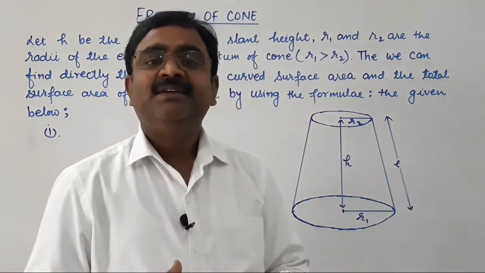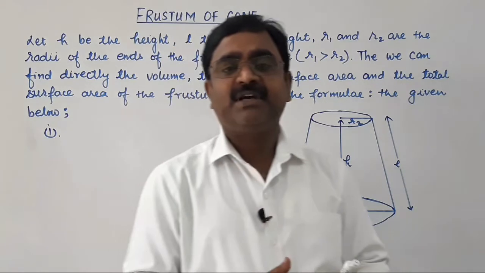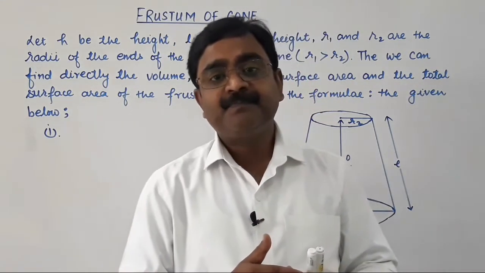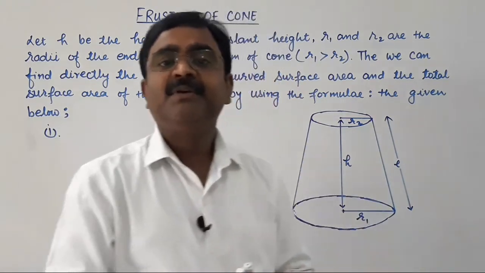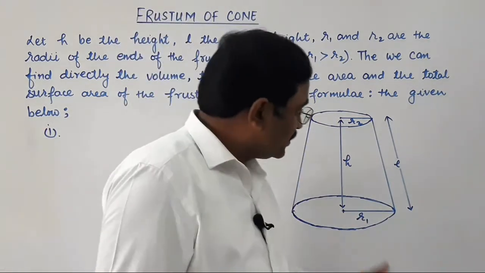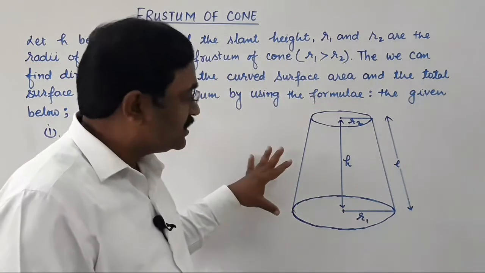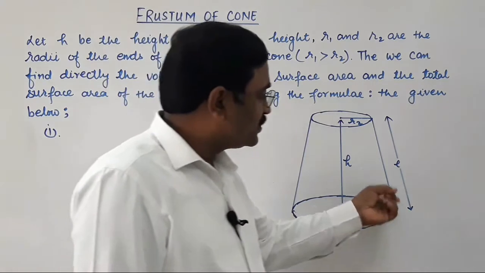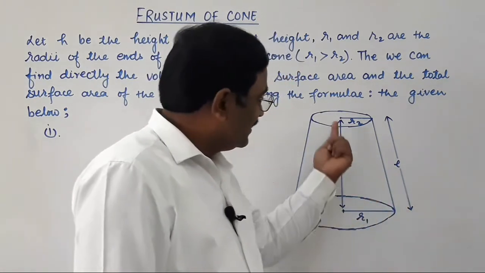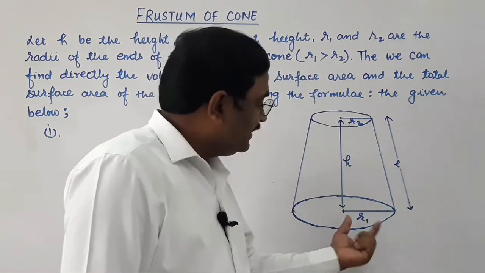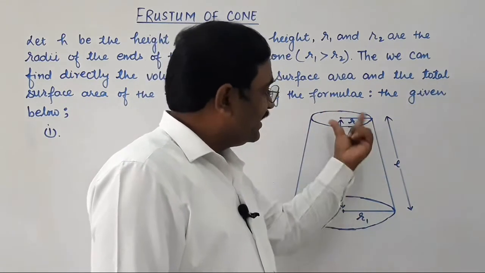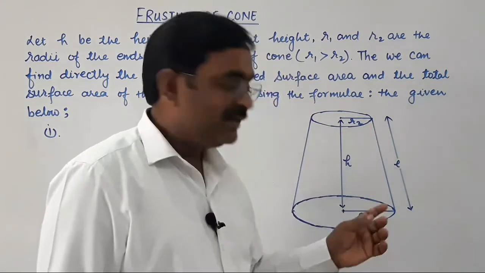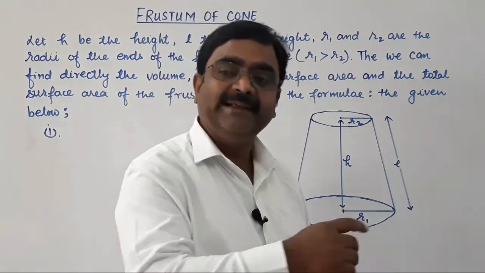So friends, let us understand how to find the volume, curved surface area and the total surface area of the frustum directly from the figure. Just see, this is your frustum, which is a piece cut off a cone. This frustum has slant height L, height H, and the two radii R1 and R2, where R1 is greater than R2, with these two circular ends given.